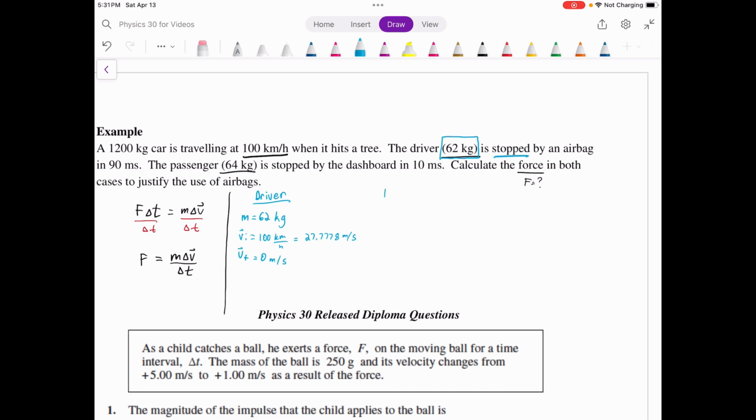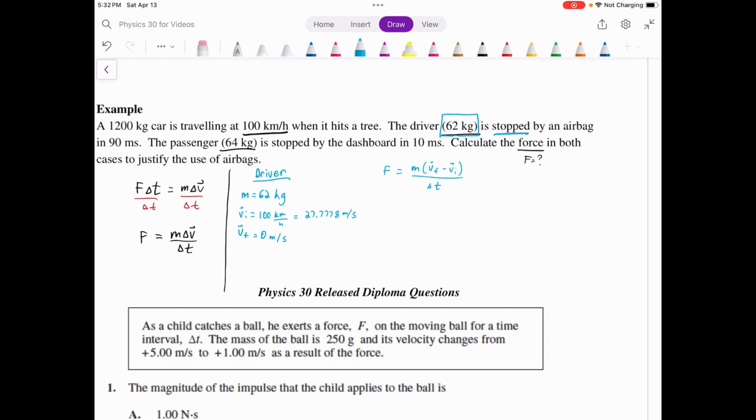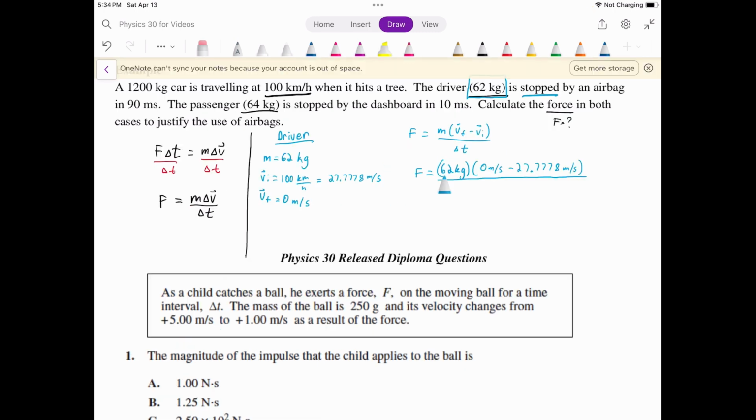So let's go ahead and calculate the force acting on the driver. We know that the force will be equal to the mass times the change in velocity, and change in velocity is just final velocity minus initial velocity over the time that went by. So the force acting on them will be 62 kilograms times 0 meters per second minus 27.778, right? That's final minus initial over the time. Now be careful, the time is 90 milliseconds. So that's 90 times 10 to the minus 3, right? Or 0.09. I'm just going to do it as 90 times 10 to the minus 3 seconds.